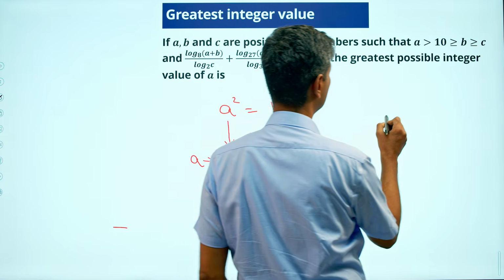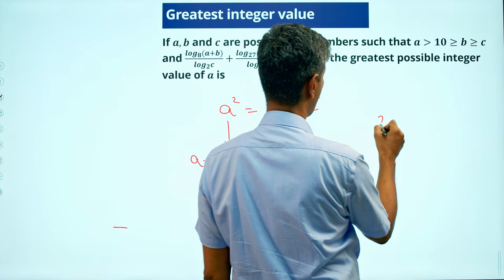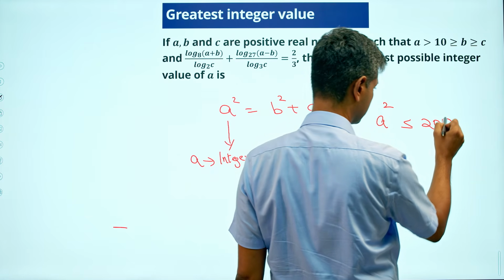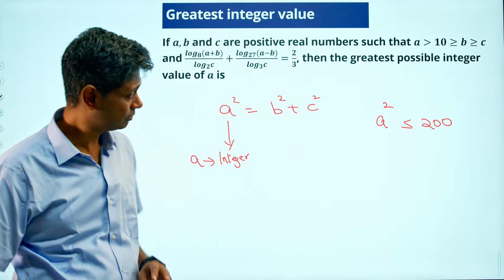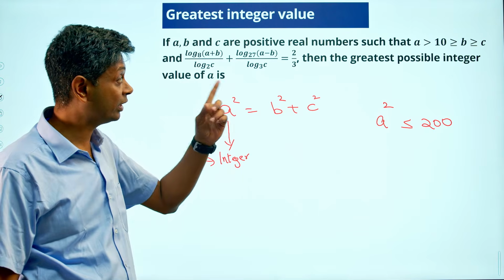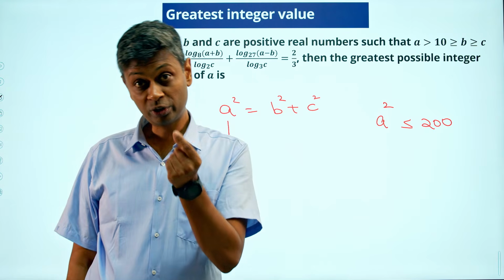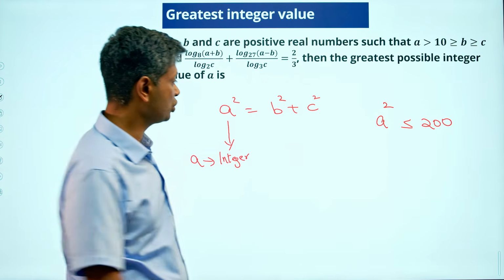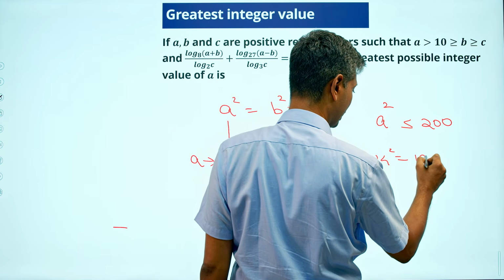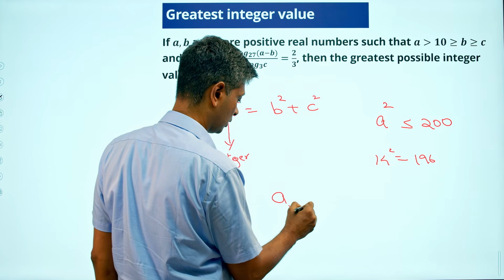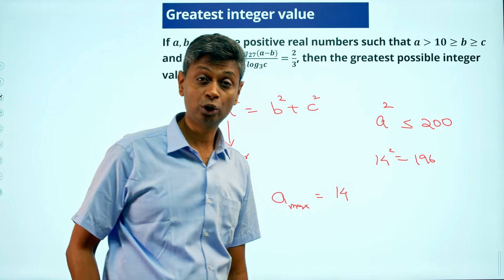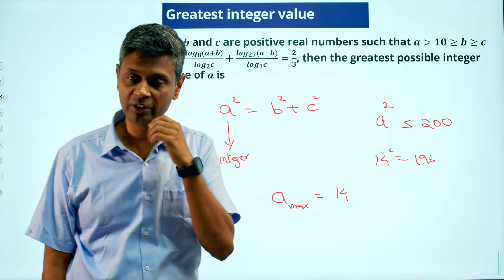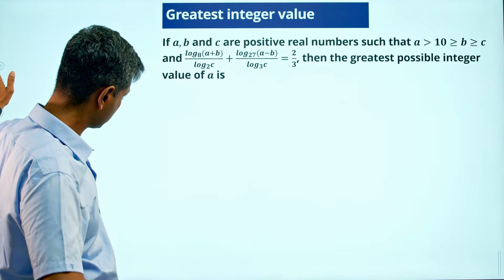So we know for sure that A square is less than or equal to 200. B could be 10, C could be 10. A square is less than or equal to 200. A is more than 10. We're looking for A more than 10 such that A square is less than or equal to 200 and A is as high as possible. 14 square is 196. A max is 14. Remember, for A to be 14, B and C need not be integers. And the question doesn't say B and C need to be integers, so we don't have to worry about that.